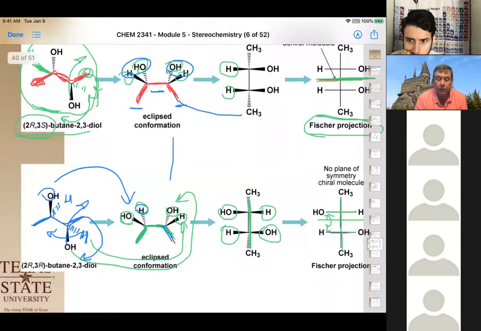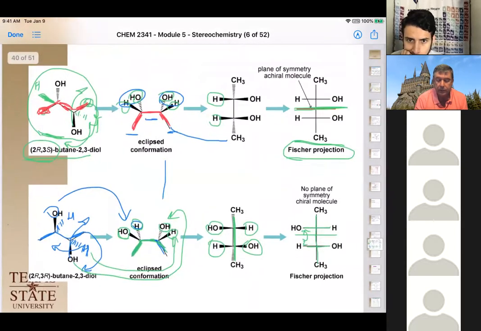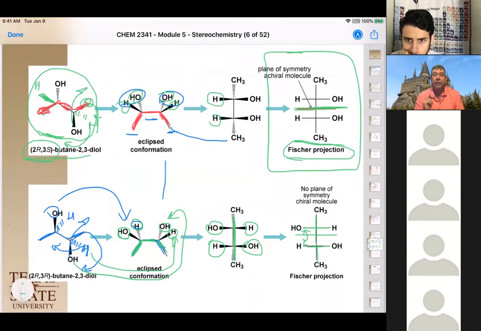When we use these Fischer projections, it makes it really easy to look for this plane of symmetry right here. And that plane of symmetry gives us a complication, because once you have a plane of symmetry in a molecule, it is no longer chiral. It becomes achiral. That's one stereocenter, two stereocenters, doesn't matter. Once you have a plane of symmetry, you lose chirality.